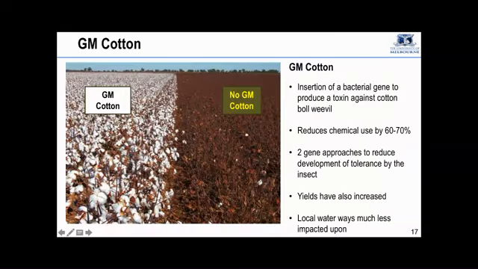Cotton, which I'll show you in a moment. This is largely an Australian invention, even though Monsanto uses it now. Cotton is very susceptible to the cotton boll weevil, a weevil that eats the boll where the cotton is produced on the plant. Traditionally, in Australia, the only way to protect yourself was to spray repeatedly with very dangerous chemicals to knock out the cotton boll weevil so you could get a crop.